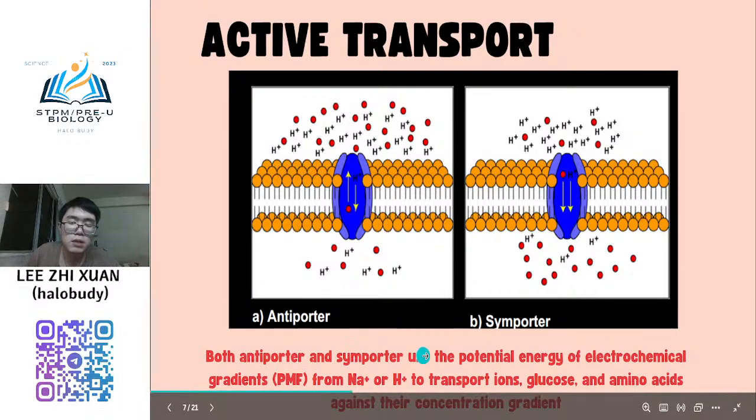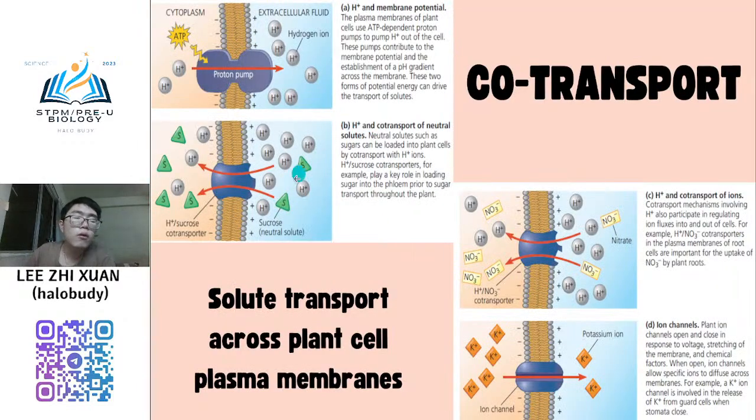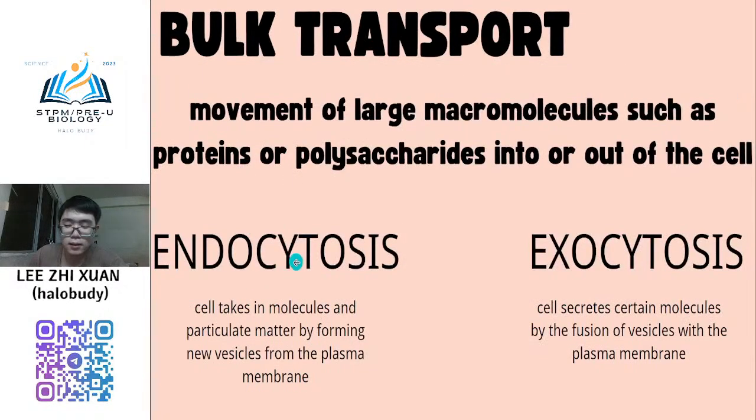Both antiporter and symporter use the potential energy of the electrochemical gradient from the chemical ion, hydrogen ion or sodium ion. So it will act as the energy, it provides the energy, so it can help the sucrose molecule to transport from the outside into the inside. Dia akan bantu plant cell ni transport the sucrose molecule from outside the cell into the inside of the cell. So energy datang dari mana? Hydrogen ion, because hydrogen ion can diffuse down the electrochemical gradient.